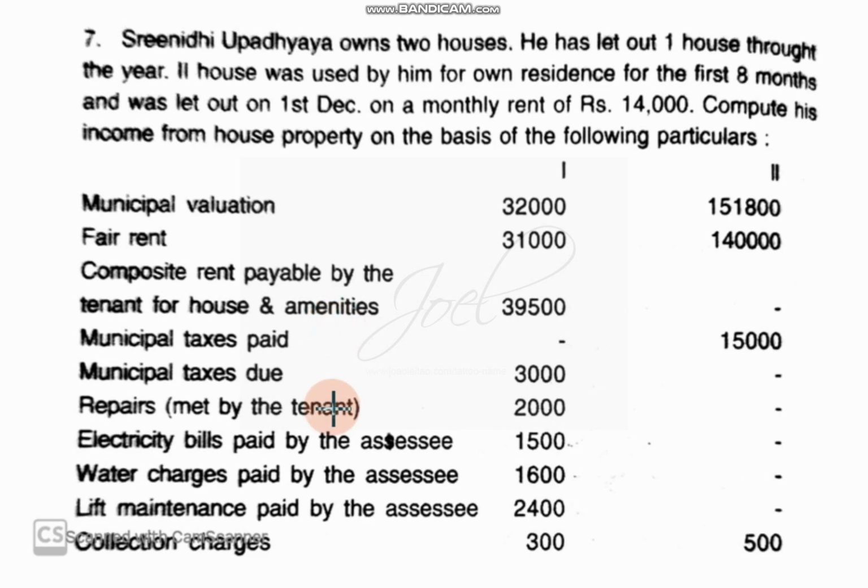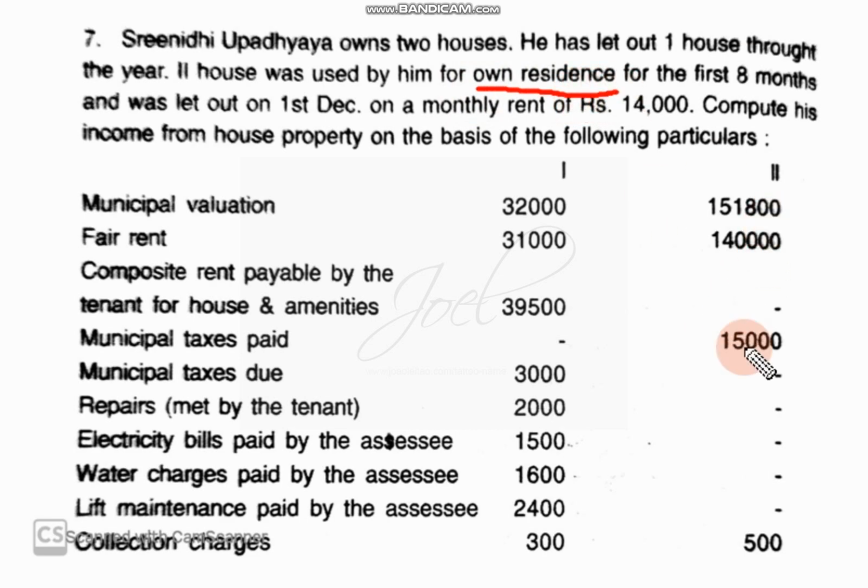30% standard deduction, if you deduct, you'll get the final answer. That is for house 1. We'll see for house 2, the second house. When it comes to the second house, it is given in there. At the beginning, this particular house is self-occupied. He is using it for his own residence.